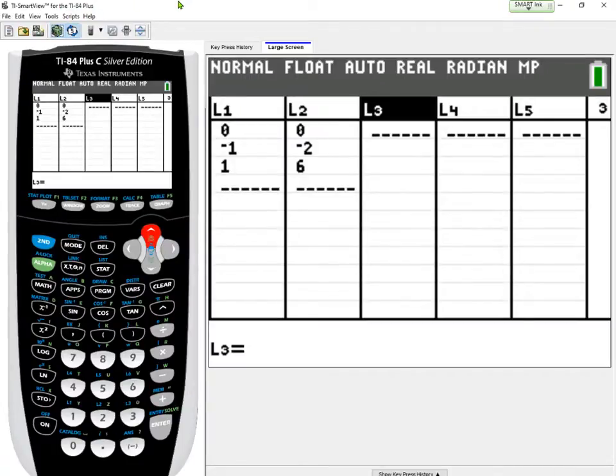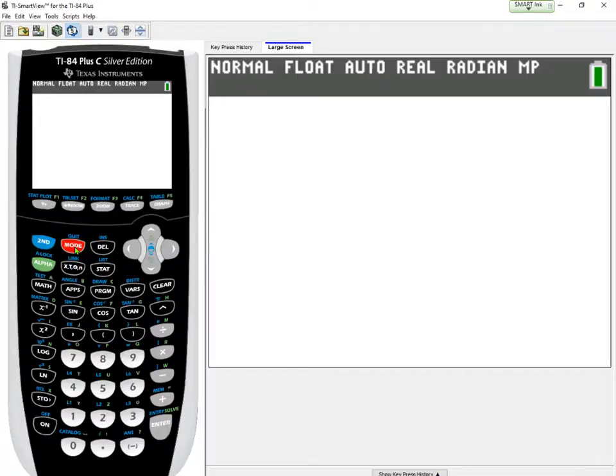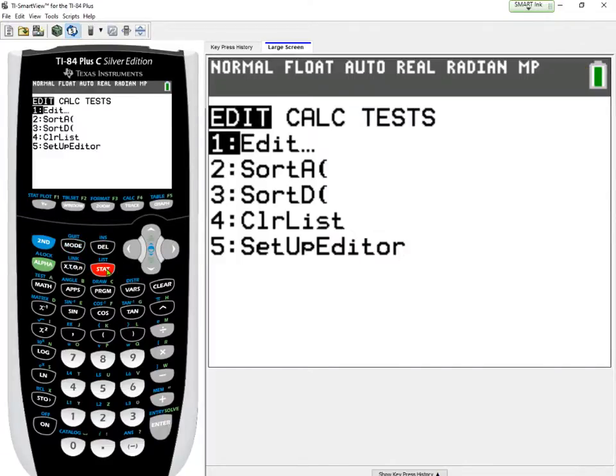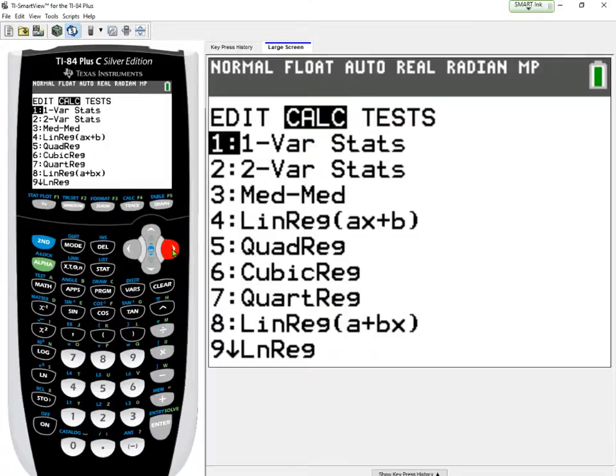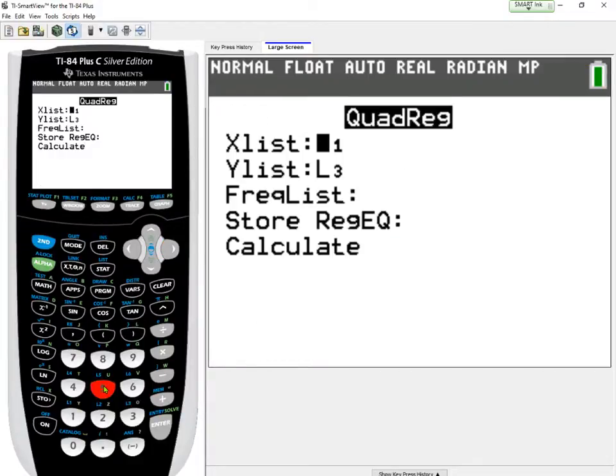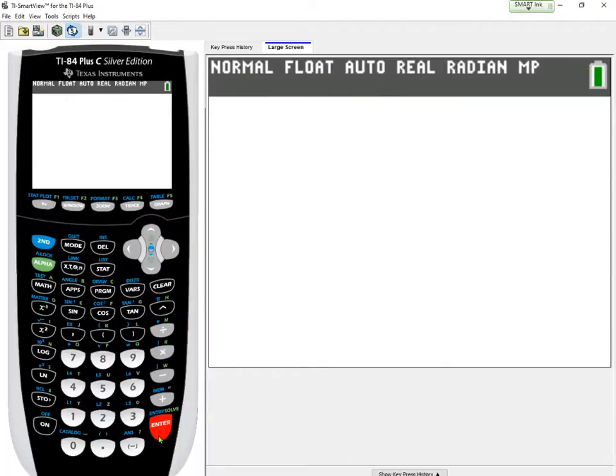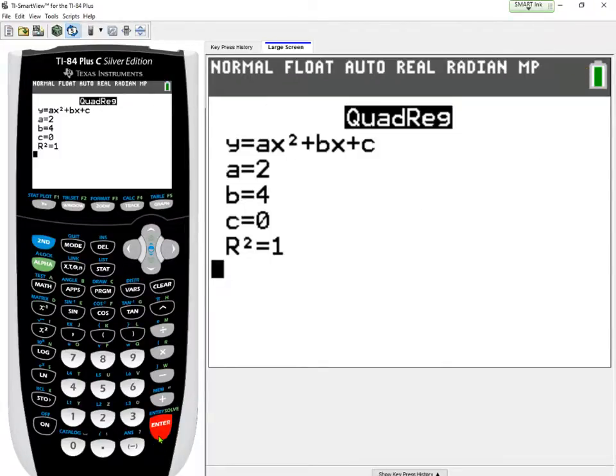So, check it out. I'm going to go to quit. And I'm going to make sure that I'm on that blank page thing. And here's what I'm going to do. Stat. Calculate. You guys see option number 5? Quadratic regression. Hey, where's my X's? They were in L1, my Y's were in L2, weren't they? And then I'm going to go enter, enter, enter, enter, calculate, and there it is.